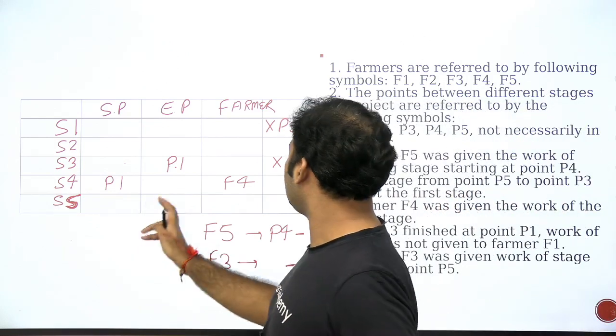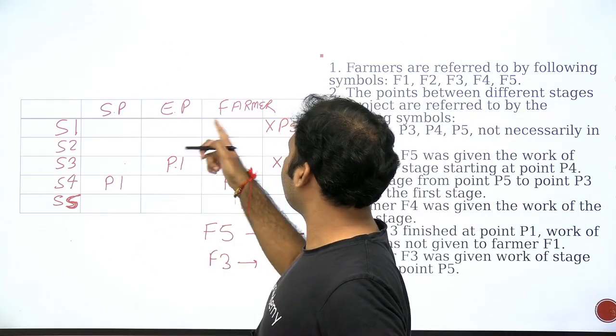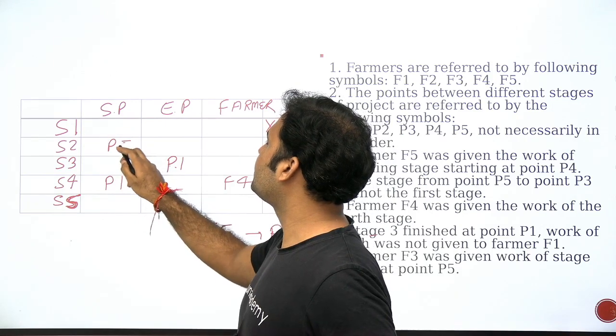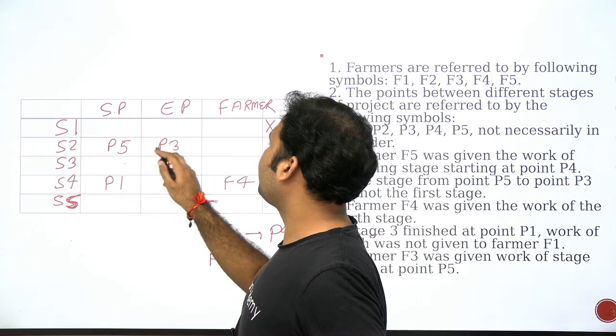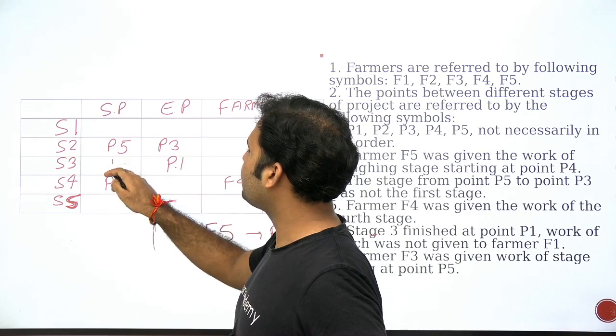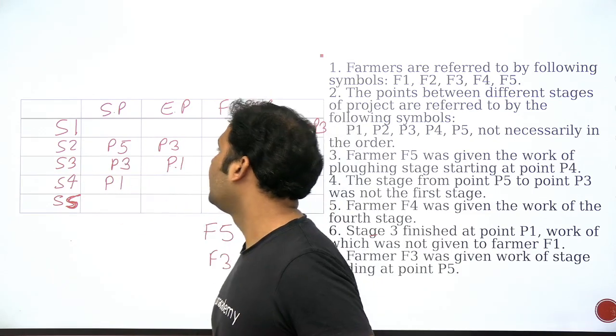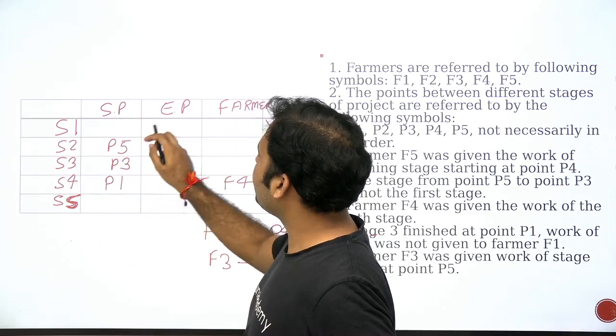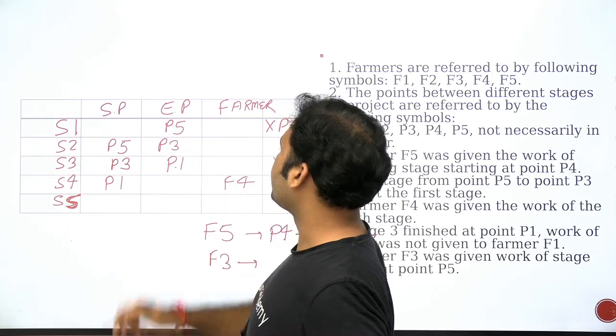So P5 to P3 is not coming here, and not here either. So P5 to P3 will come over here. If P5 to P3 comes over here, P3 is the ending point, so this automatically becomes the starting point. And if P5 is the starting point here, then P5 will become the ending point over here.